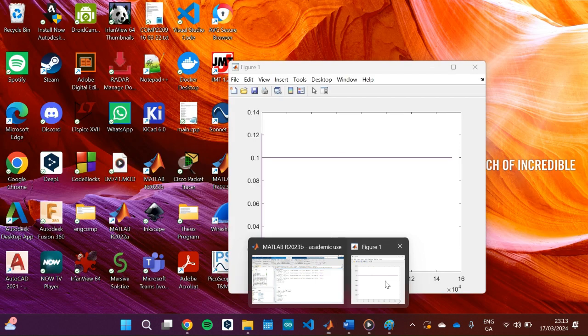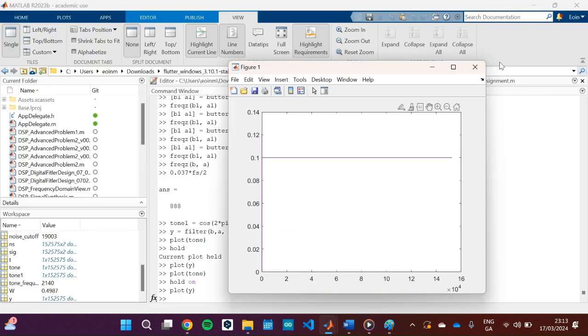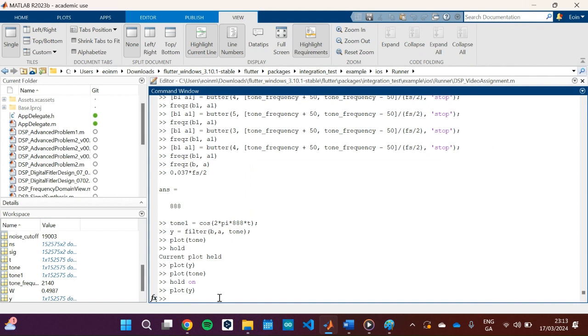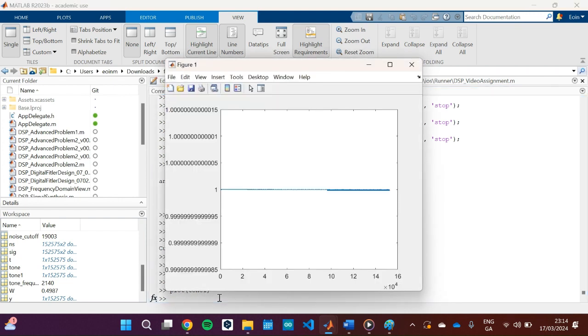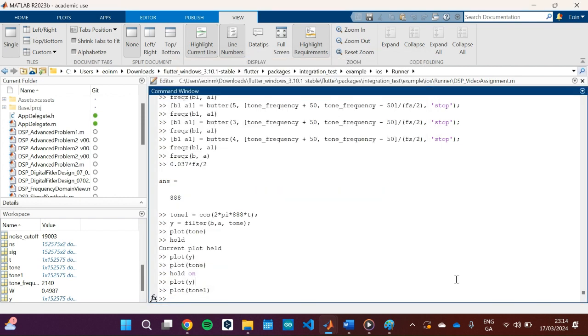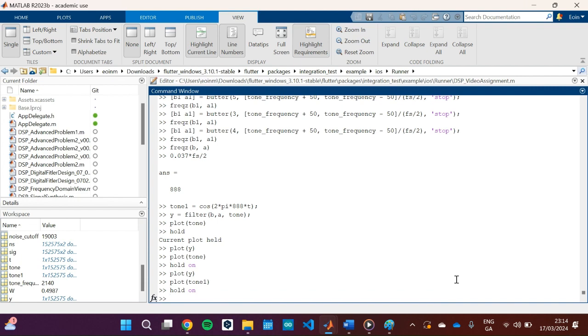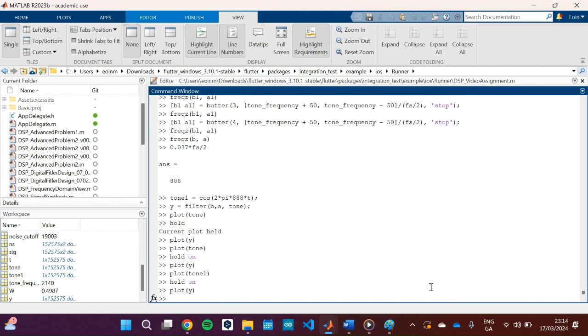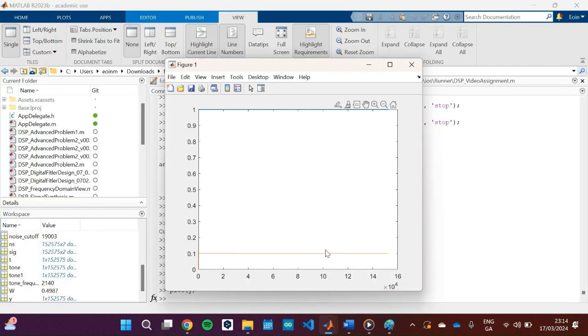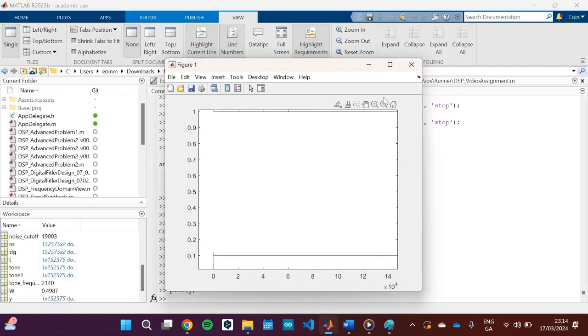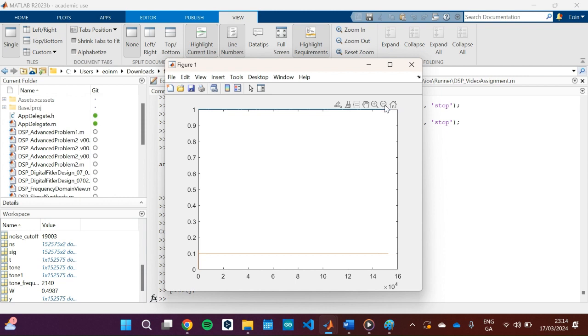Okay. What have I done there? Well, I should be doing plot tone 1 anyway. Plot tone 1. Okay. And hold on. Plot Y. Right, that's not right. That's not right.